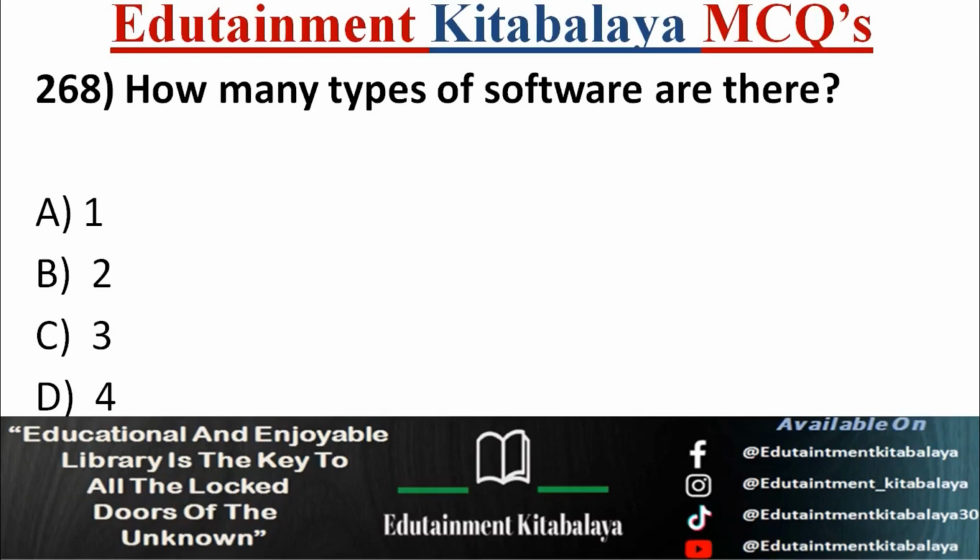Question number 268. How many types of software are there? A. 1. B. 2. C. 3. D. 4. Correct answer is B. 2.